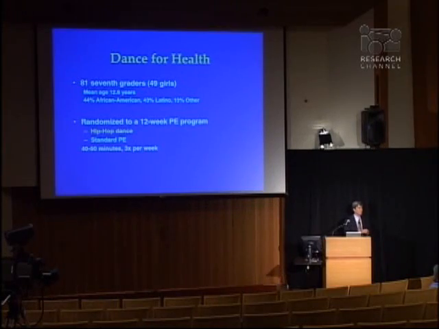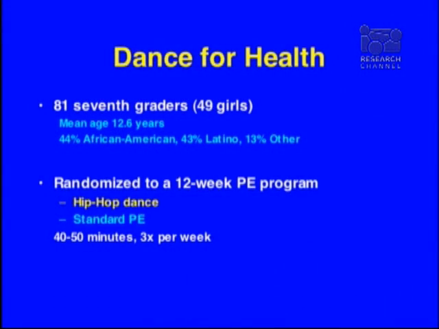So a couple examples of using this approach that can show you how it's paid off. One is Dance for Health, which was a study that actually was put together by a Stanford medical student who was also a jazzercise aerobics instructor. And she organized this program where it involved 7th graders in East Palo Alto. And you can see the average age was about 12 and a half, mostly African American and Latino.